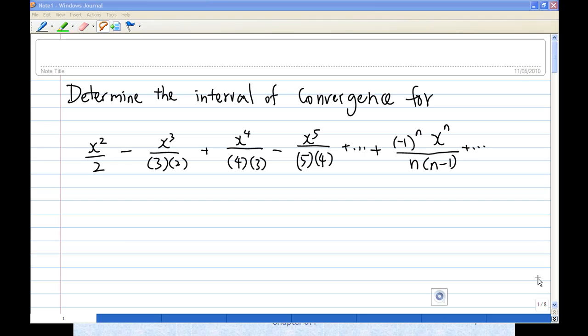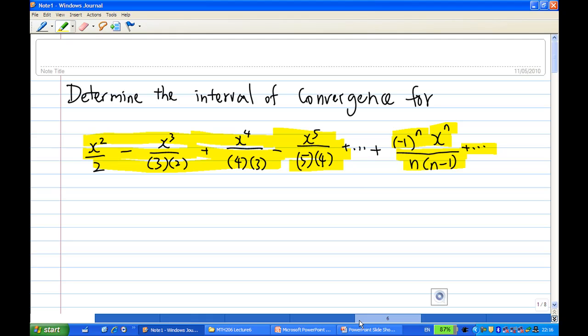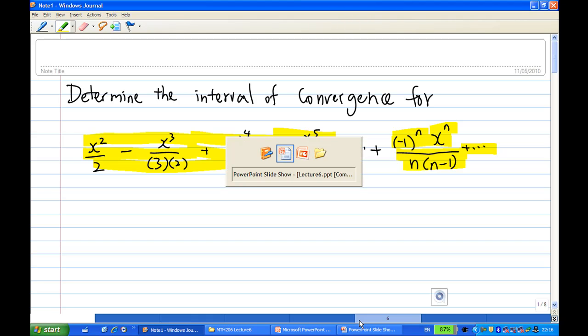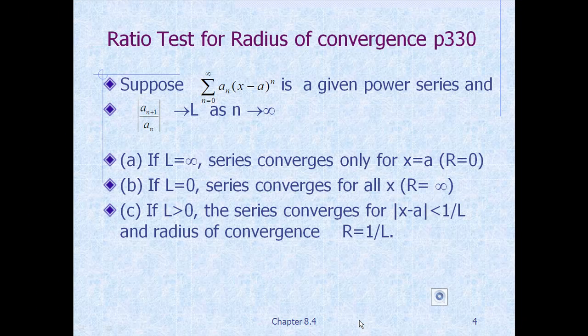Hi, for this recording, I'm going to show you how to determine the interval of convergence for a power series. So let's go to the PowerPoint slide and view some slides here.